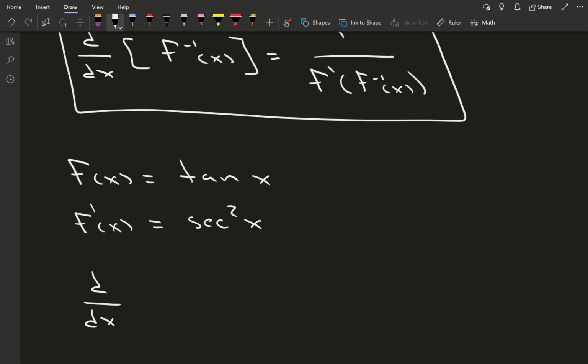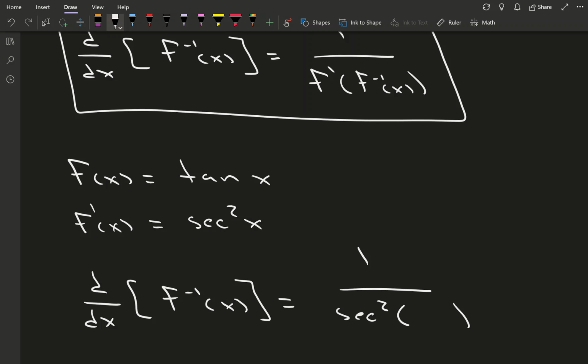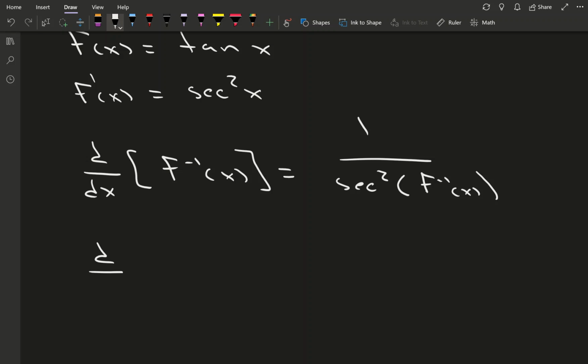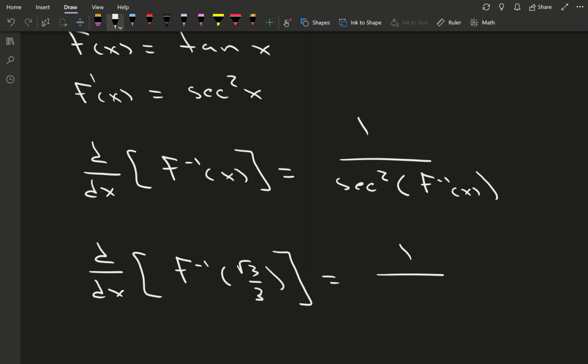So d dx of f inverse of x is equal to 1 over f prime, that's secant squared. But instead of x, I'm going to put f inverse of x in there. Okay, so what they're asking us for here now is d dx of f inverse of root 3 over 3. So that's equal to 1 over secant squared of what?